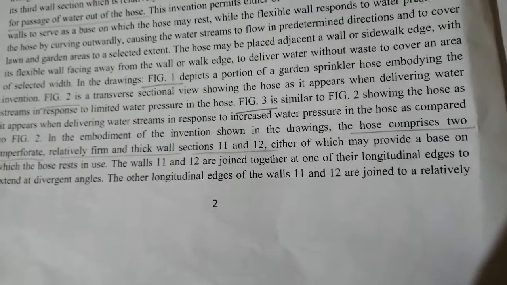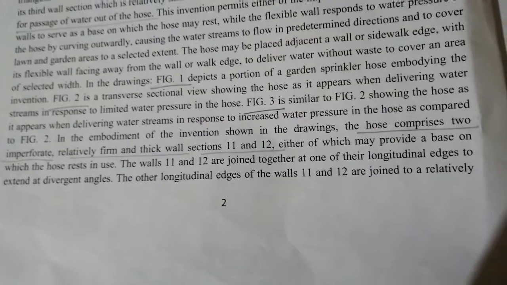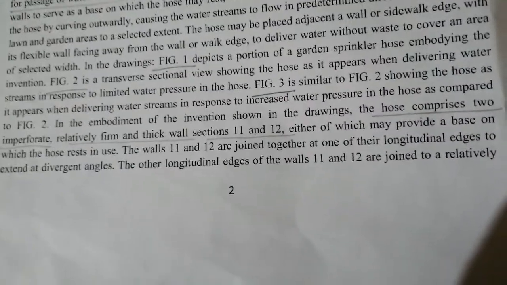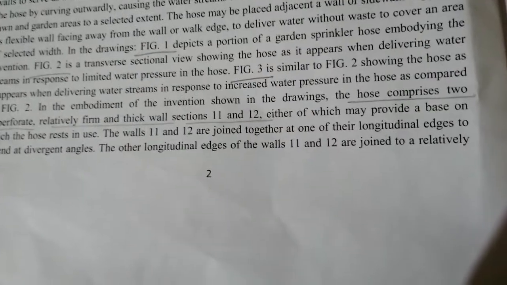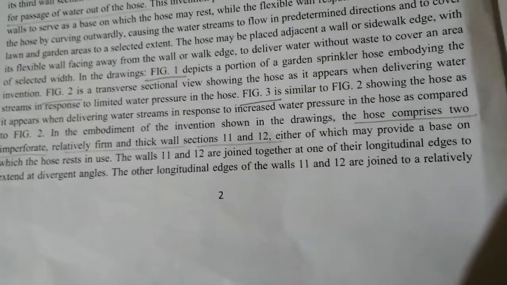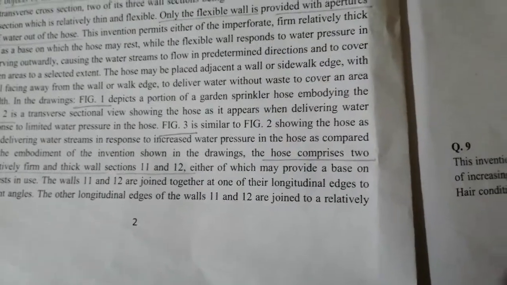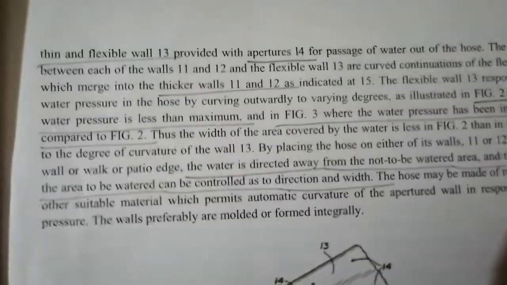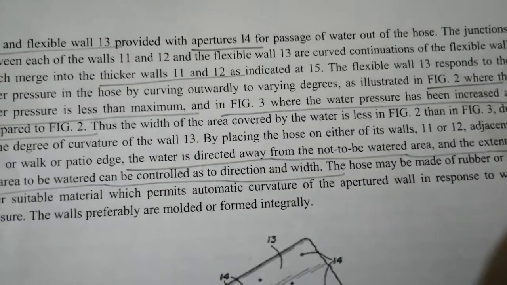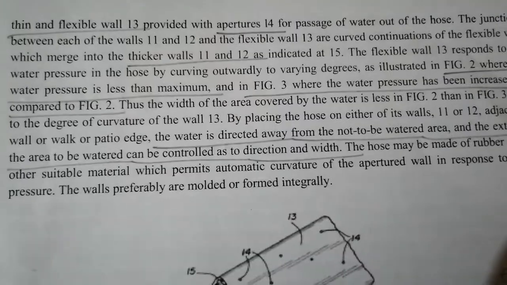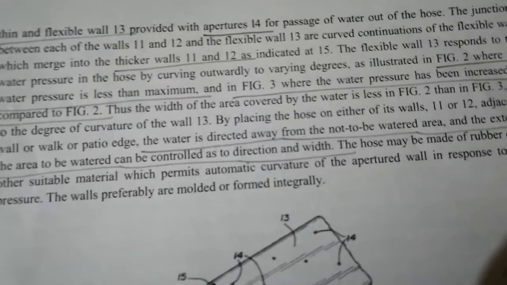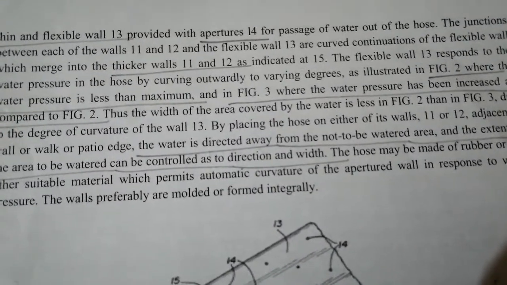In the embodiment of the invention shown in the drawings, the hose comprises 2 imperforate, relatively firm and thick wall sections 11 and 12, either of which may provide a base on which the hose rests in use. The walls 11 and 12 are joined together at one of their longitudinal edges to extend at divergent angles. The other longitudinal edges of the walls 11 and 12 are joined to a relatively thin and flexible wall 13 provided with aperture 14 for passage of water out of the hose. The junctions between each of the walls 11 and 12 and the flexible wall 13 are curved continuations of the flexible wall which merge into the thicker walls 11 and 12 as indicated at 15.